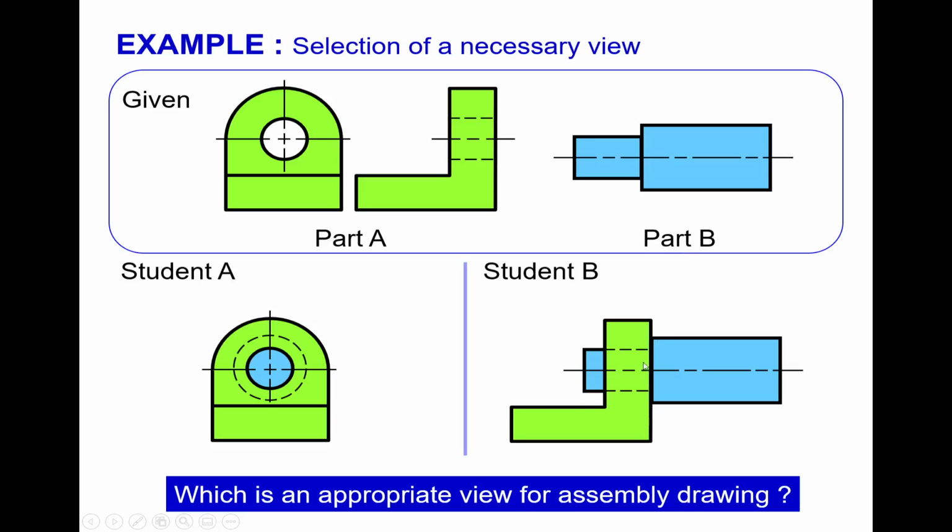Okay, part A and part B. Instead of the drawing that student A made, we do not clearly see the blue part, this part B. Okay, the one student B drew is more descriptive.